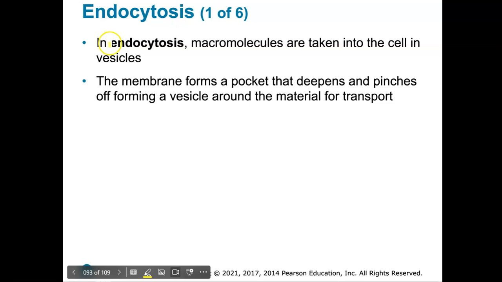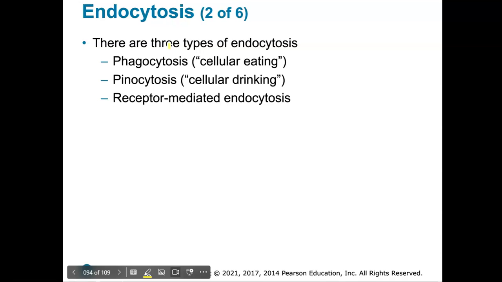Now, endocytosis is a little more complex because there are 3 types of endocytosis. But basically, whatever is coming into the cell, the plasma membrane forms a vesicle, a pocket around it, and then it encloses and forms a vesicle around it. And then the vesicle is brought into the cell. So there are 3 types of endocytosis.